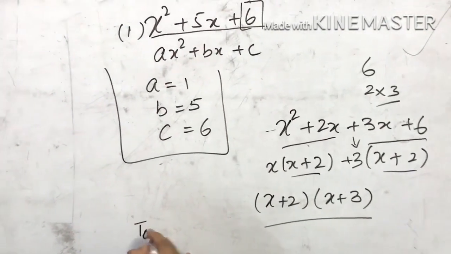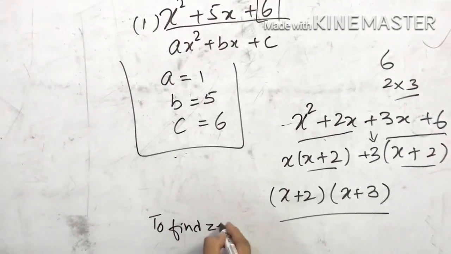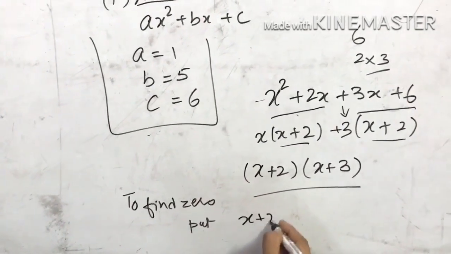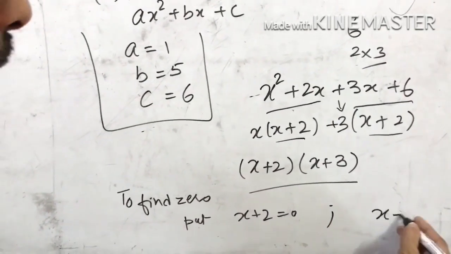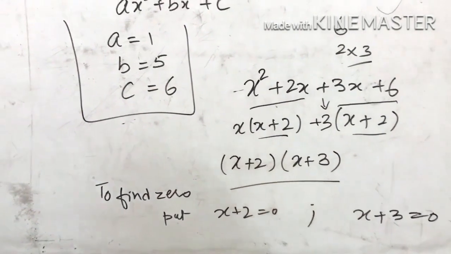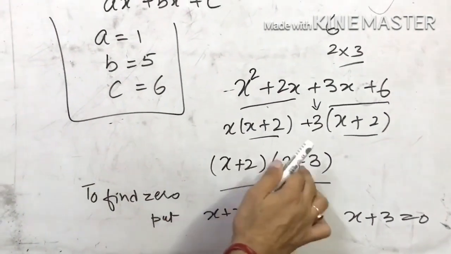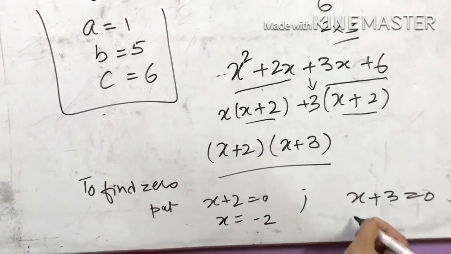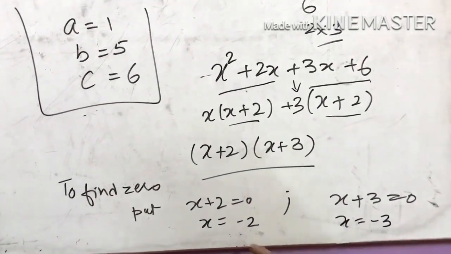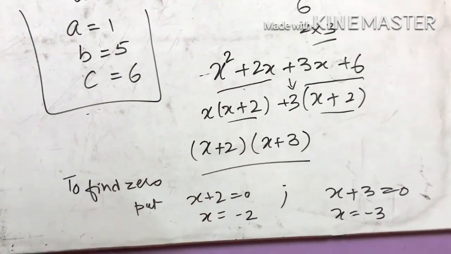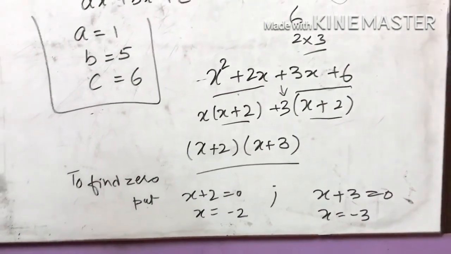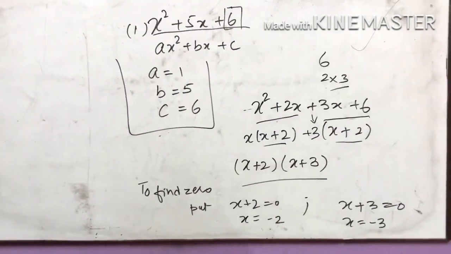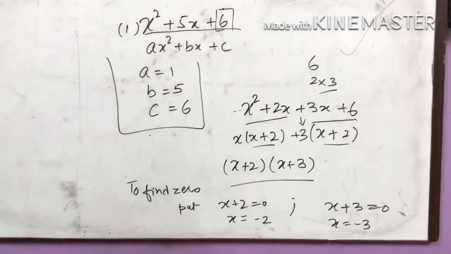Now to find zeros, what to do? To find zeros, put this thing equal to 0. That means like this. Once you keep it here, send it there, it will become 0. So the value of x will be either minus 2 or the value of x will be minus 3. So these are the two zeros where it will touch the x-axis. So these are the two zeros of this polynomial or quadratic equation.